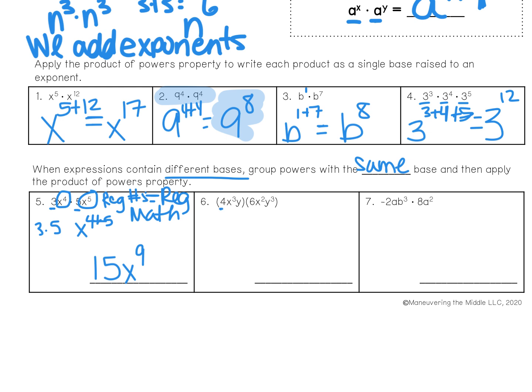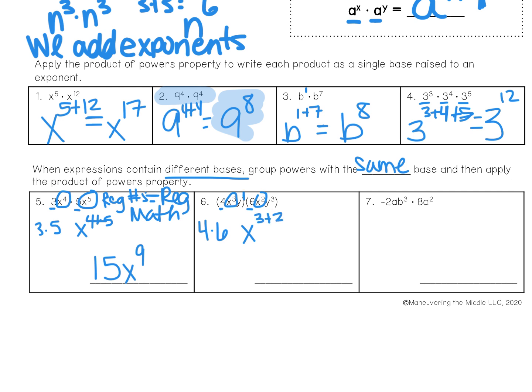So here I have 4 and I have 6. Those are different. So again, we're just going to write it out separately. 4 times 6. And then I have x to the 3 and x to the 2. So x, 3 plus 2 because they're being multiplied.